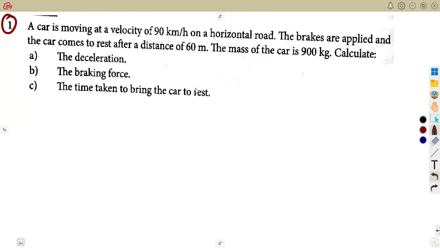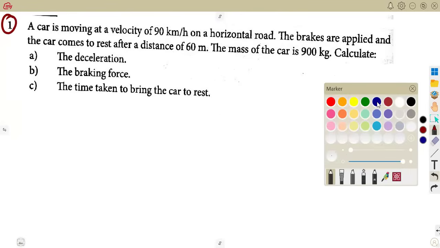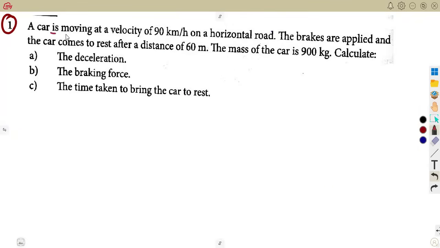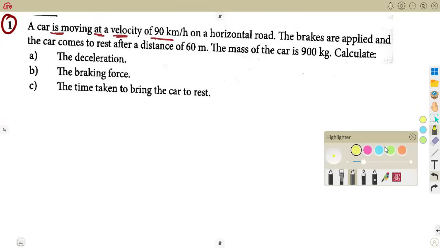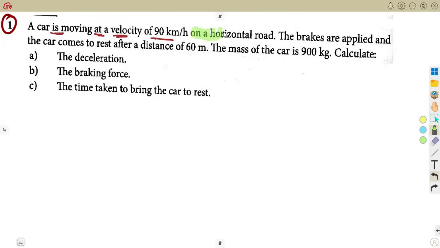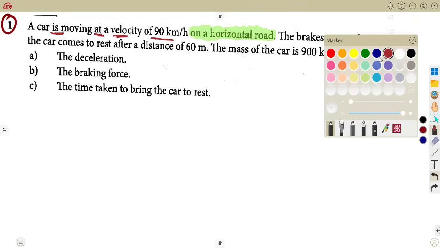Number 1, we are given that a car is moving at, take note, answer properly, guys. A car is moving at, initially it is moving at this speed. That is your initial velocity. So we're going to take that part later on. But where is it having the movement? On a horizontal road, on a horizontal plane.